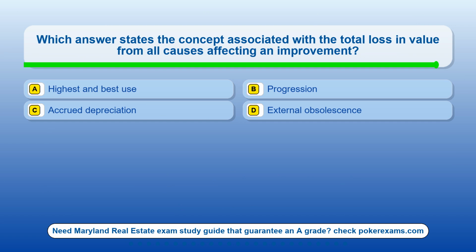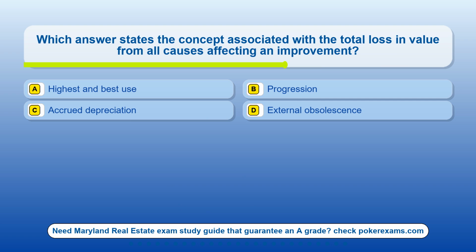Question 13. Which answer states the concept associated with the total loss in value from all causes affecting an improvement? Option A, highest and best use. Option B, progression. Option C, accrued depreciation. Option D, external obsolescence.